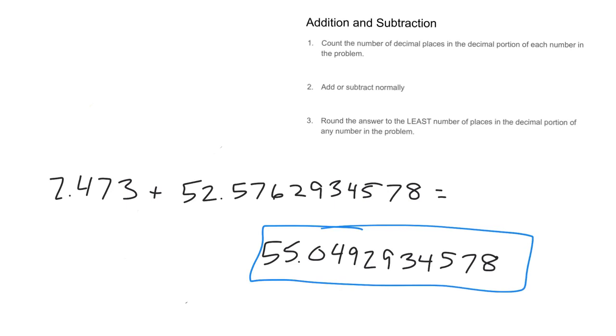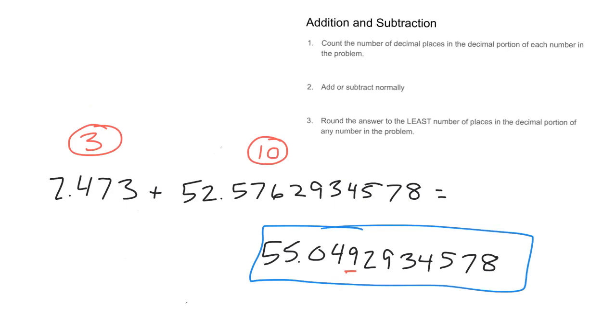So I count the number of decimal places in the decimal portion in each number that we're starting with. So we have 3, and I have 1, 2, 3, 4, 5, 6, 7, 8, 9, 10 here. So I have 3 decimal places in my first one, and I have 10 in my second one. And so I'm going to add or subtract normally, which I already did. And then I'm going to round the answer to the least number of places in the decimal portion of any number in the problem, which is this number 3 right here. And so I'm going to look for 3 decimal places. I'm rounding to right here.